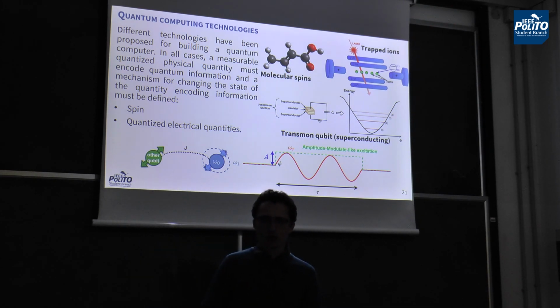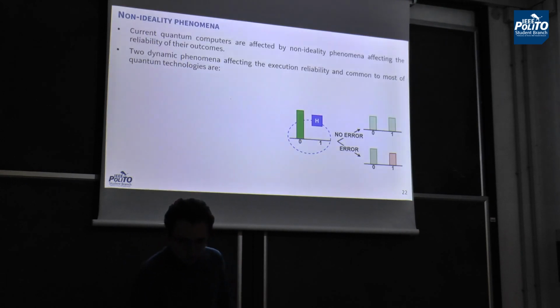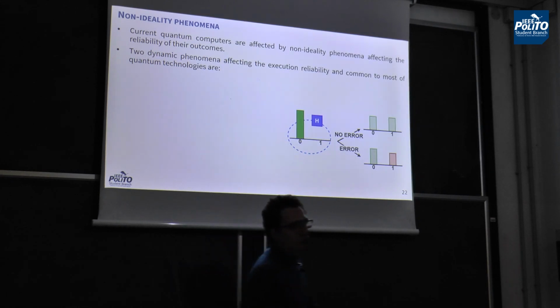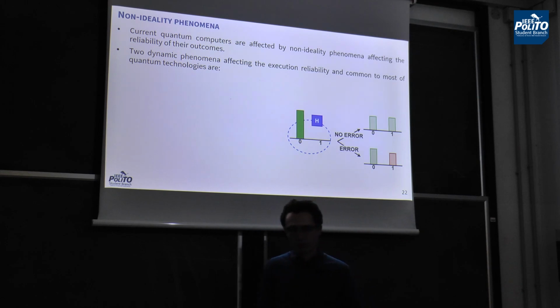Independently of the technology, usually the operations on a single qubit are done according to the so-called magnetic resonance model. So the idea is to apply an oscillation resonant with the resonance frequency of this two-level system, and this operation allows us to change the state of the spin qubit.